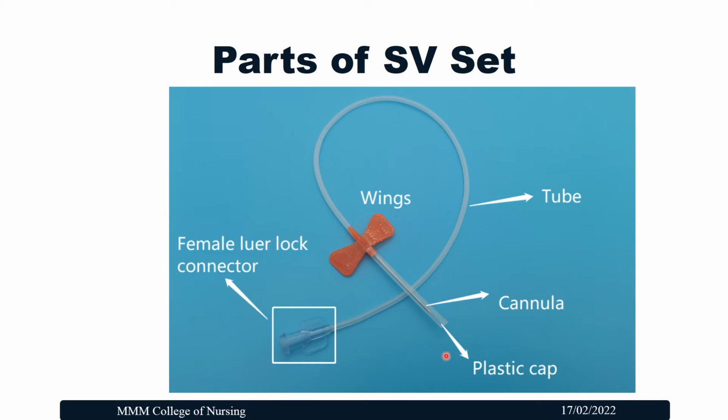The scalp vein set has different parts: a needle or cannula which is covered by a plastic cap. There are two wings which provide support for the insertion of the needle, and also it can be fixed to the patient's body when the procedure has to be done for a longer period of time. It continues with the tubing, and at the end it has a female luer lock connector. Here we connect the syringe to withdraw samples, or if we are administering medicine, it can also be done through the scalp vein set.